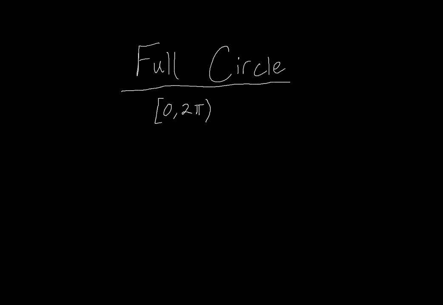So there may come a time when the directions say to solve using the full circle, or to solve using restriction from 0 to 2 pi, something along those lines. And honestly, I believe that this is the easiest of the three directions to solve for, because what it means is your answers can only be between 0 and 2 pi.